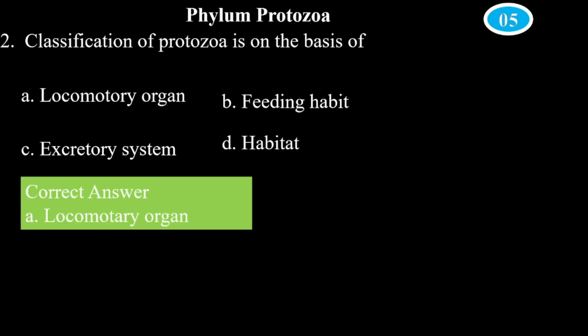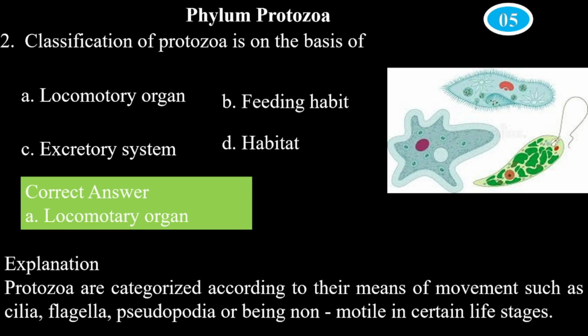Here the accurate option is option A. Locomotory organ. This is because protozoa are categorized according to their means of movement, such as cilia, flagella, pseudopodia, or being non-motile in certain life stages.